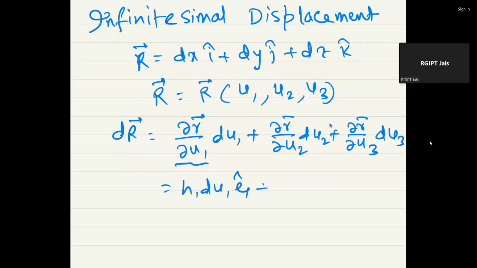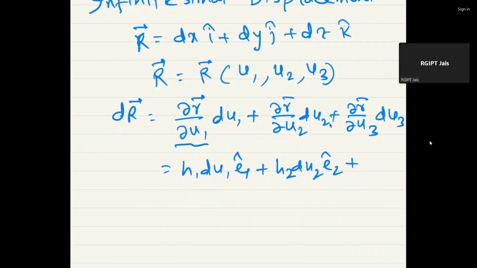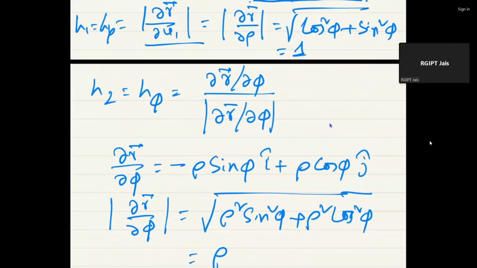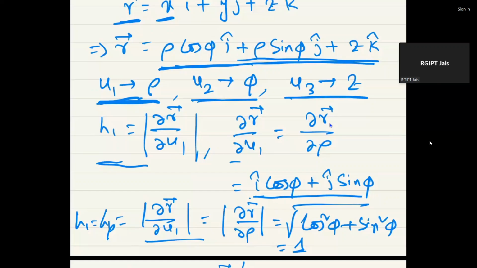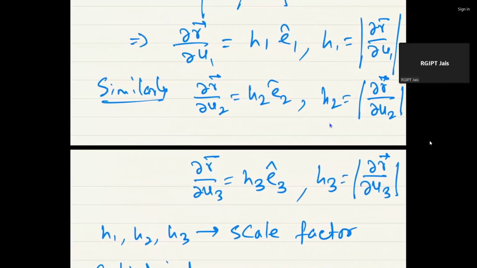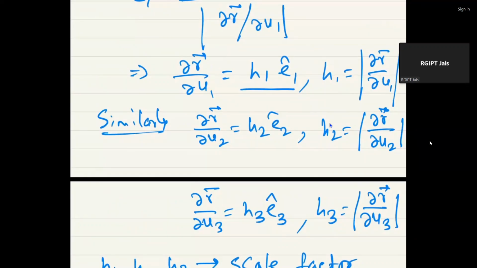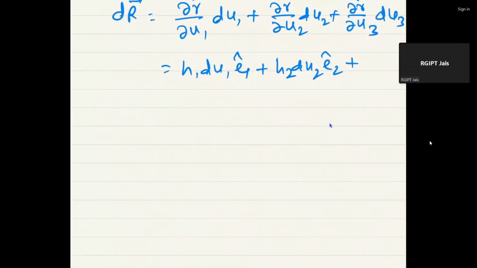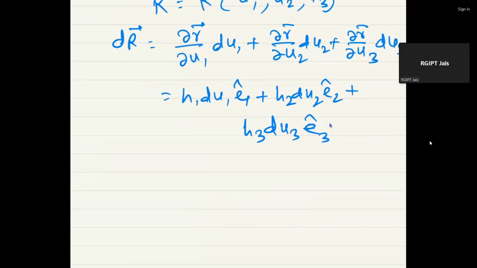Similarly, del R by del u2 is h2 e2 cap, so h2 du2 e2 cap, and this is from our definition of del R by del u1, where we have defined this one. So you can see del R by del u1 is h1 u1 cap. And you can also write h3 du3 e3 cap. So this is the expression for the infinitesimal displacement.